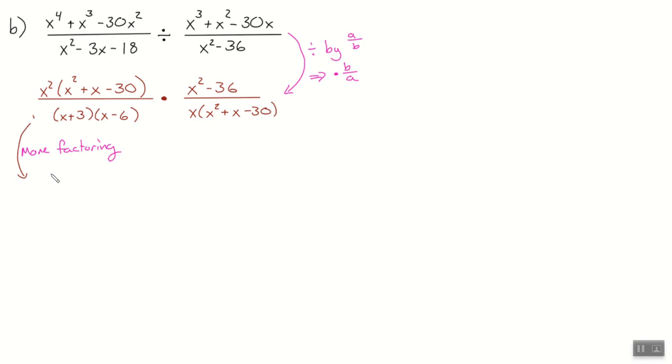Interesting. Okay, so looking at this, help me factor this other one. Factors of negative 30 that add up to 1? Plus 6 and negative 5 will do that. Okay, so I'll go ahead and do that: x plus 6 and x minus 5. And then this one's going to stay all the same for now: x plus 3 and x minus 6. How about this numerator here?